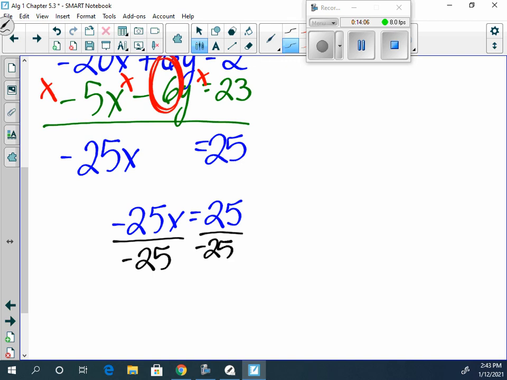Divide both sides by negative 25, and what does that tell us? x is equal to what? Well, 25 divided by 25. Anything divided by itself is 1. And it would be negative, because a positive divided by a negative is a negative. Any question about how we found the value of x? We good with this here? So we found out x is equal to negative 1.